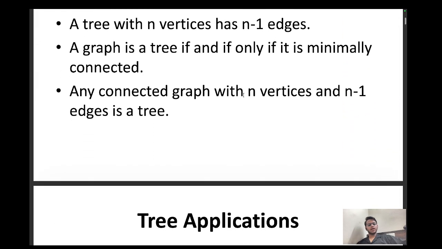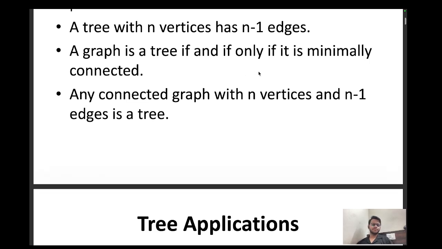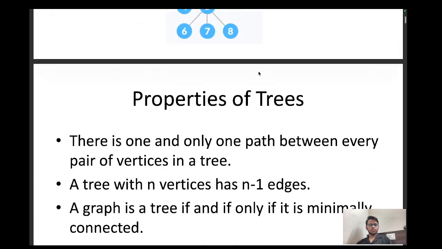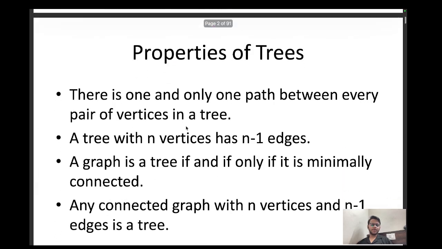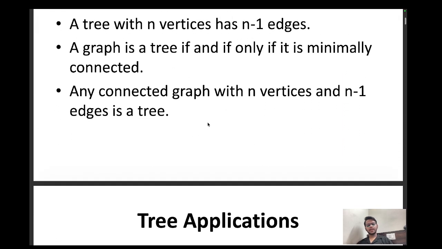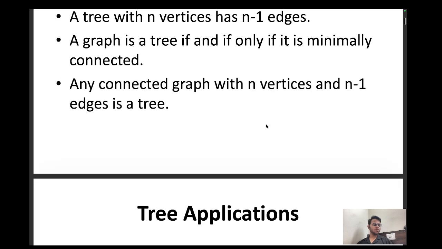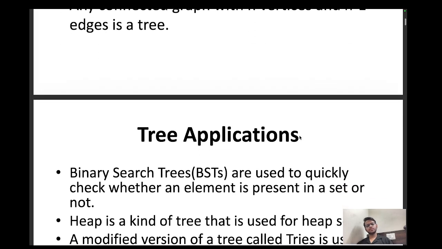A graph is a tree if and only if it is minimally connected. Here it is not, so we are calling this not a tree, but a graph. Any connected graph with MNOs, we will learn about this concept of graph further in the later lectures.